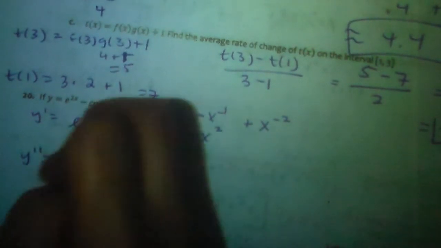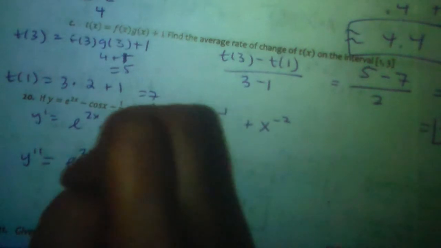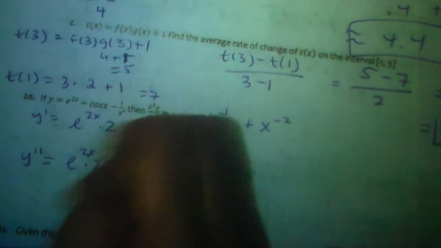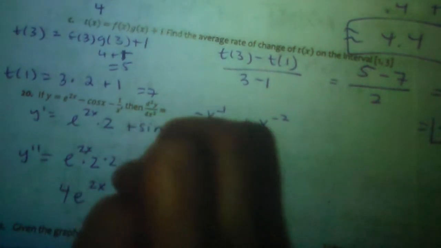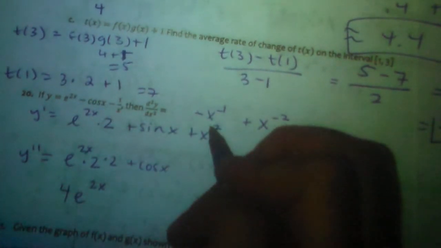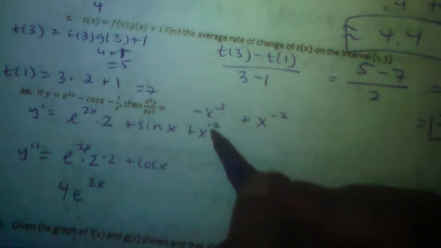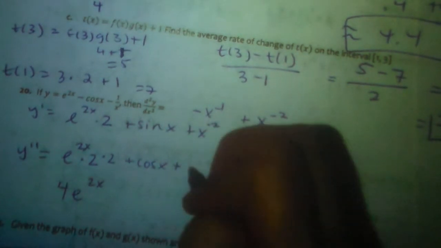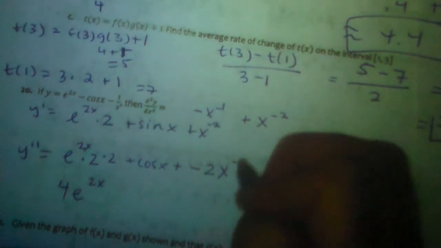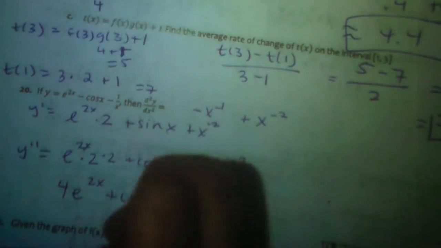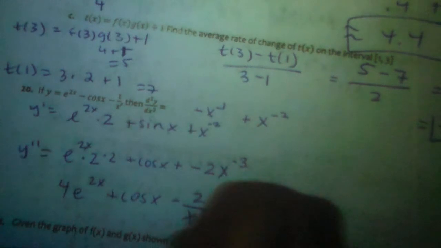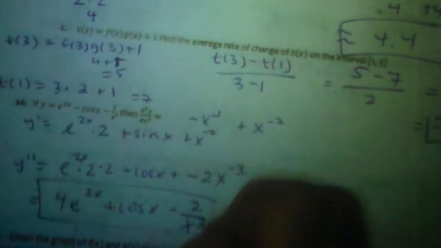So I have e to the 2x. I still have that 2, and I'm bringing down another 2. So that would be 4e to the 2x. Derivative of sine is cosine, and that's a negative. Alright, bring this down. So this is now a negative 2, x to the negative 3. Just bring this down, subtract 1 from the power. And then there's your second derivative.